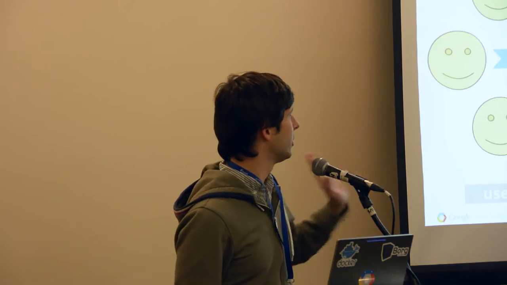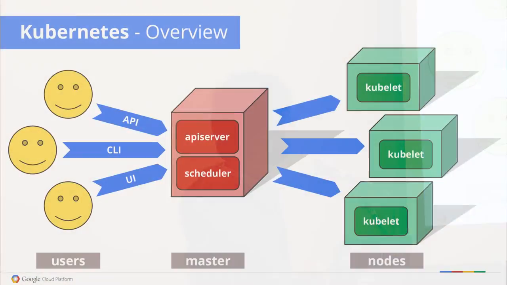In general, at a 10,000 feet view, this is what a Kubernetes cluster looks like, happy faces and all. We'll have some users on the left side trying to do useful work through whatever means we allow them, API, CLI, UI. On the right side, we have a large number of compute nodes. Each of these is running the Kubernetes agent, which we call the kubelet. This agent is in talks with what we call the Kubernetes master. The master is a node or a replicated set of nodes that run a set of resources that allow it to run the actual cluster.